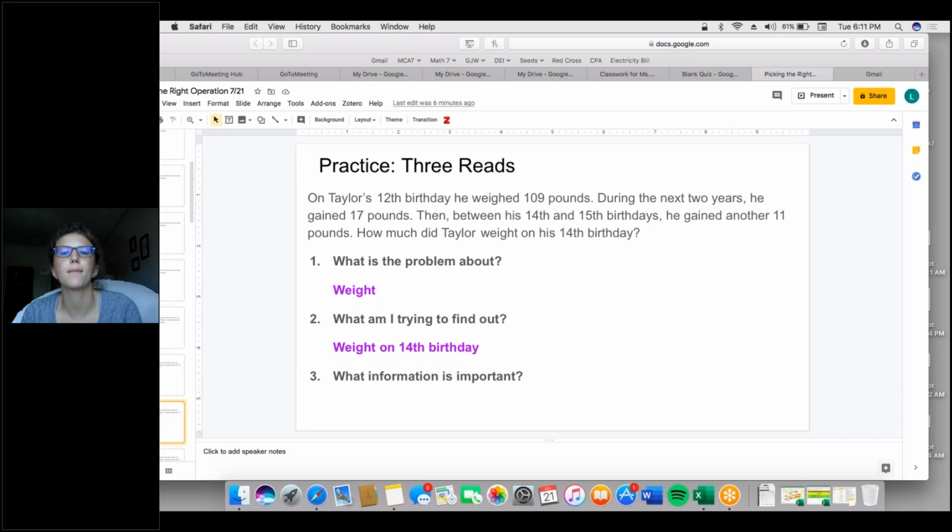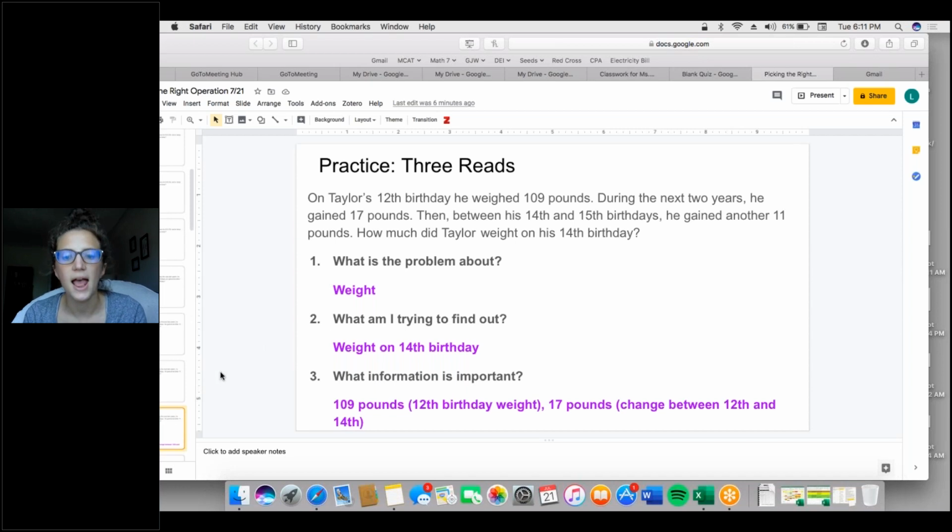So I'm looking for how much he weighed on his 14th birthday. So I want to see what happened before he turned 14. And I see when he was 12, he was 109 pounds. So that's important. So I know his starting weight. And then I see that during the next 2 years, so from going from 12 to 14, he gained 17 pounds. So I also knew how he changed.